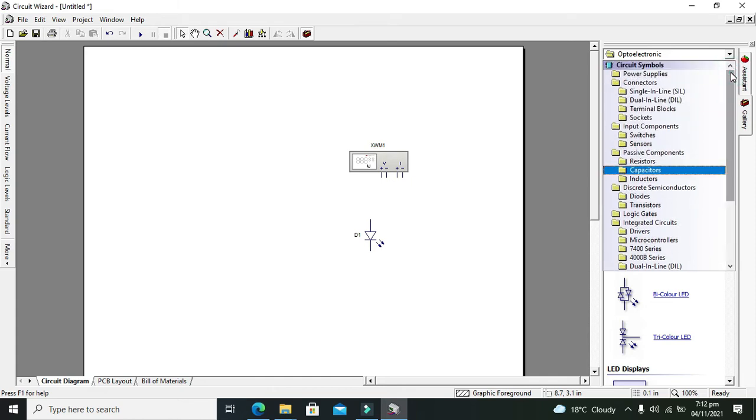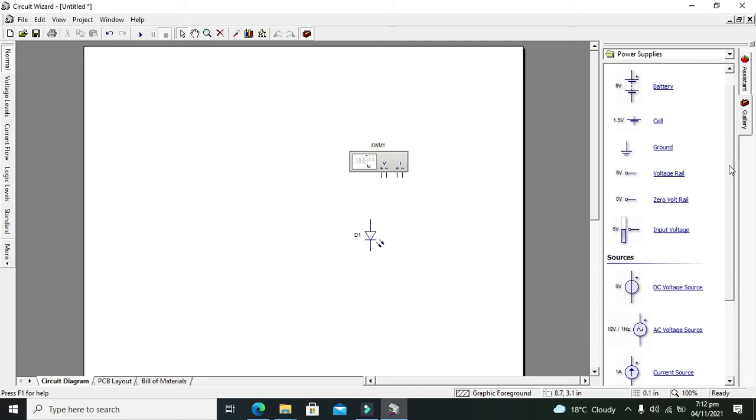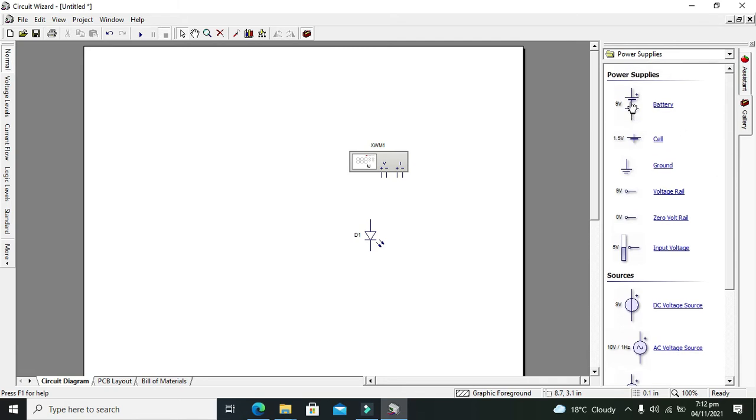Now after it we need to take our power supply. For it, 3 volts is enough. So we will take our battery, or some variable input voltage. Now one more thing, that is the ground. So we will take ground and connect it with the negative or cathode side of the LED. This is our LED and this is ground, connected like that.